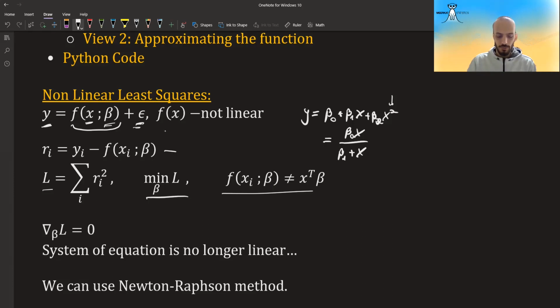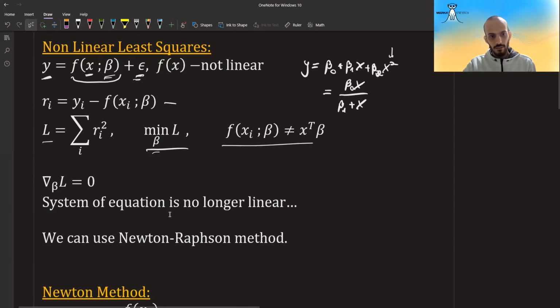Okay, so what would you do generally if you want to find the betas? Well, you take the derivative and you equate it to 0. But again, because this is nonlinear in the betas, the system of equations you get is no longer linear, and you don't get a closed form solution. So it's not really a problem, because you have methods that manage to solve it anyway numerically.